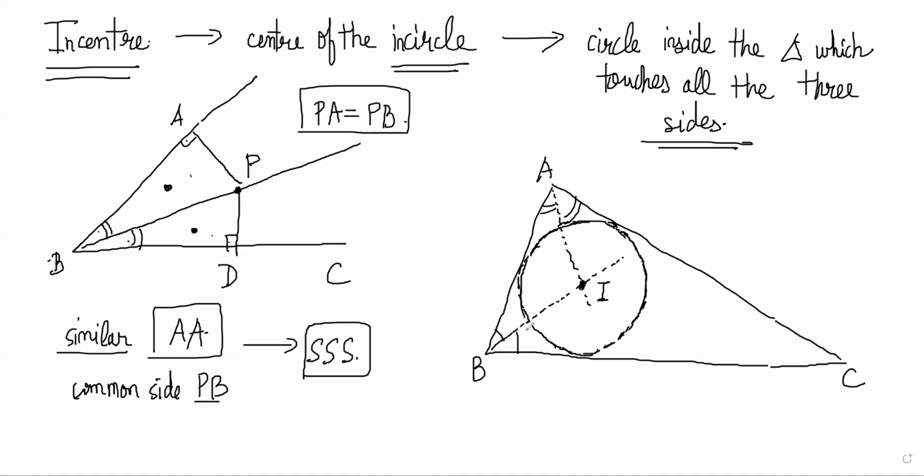Because of which, now you should realize that any point on this BI bisector is at equal distance from which two sides?